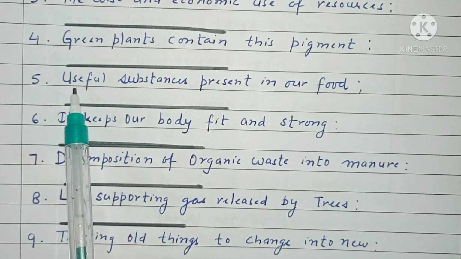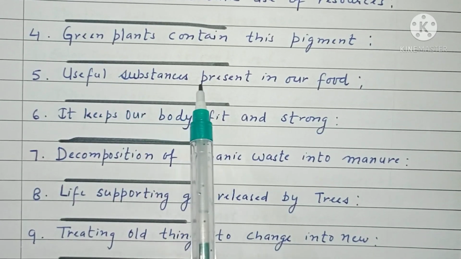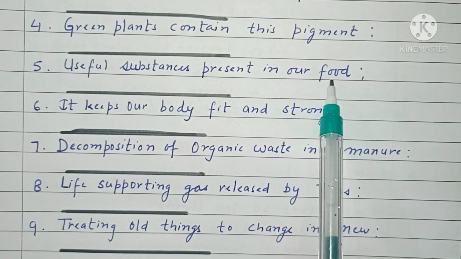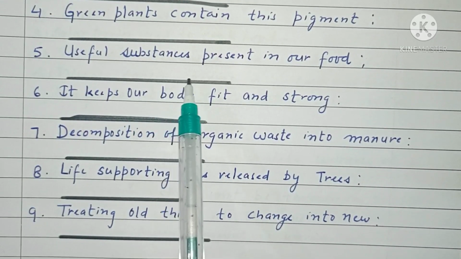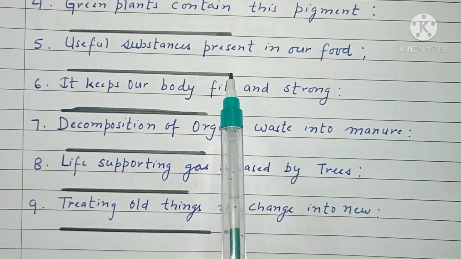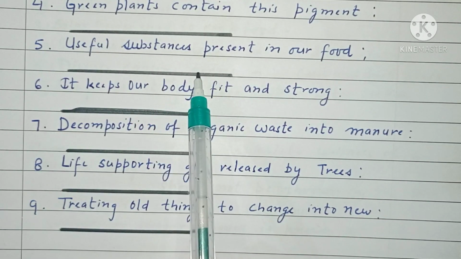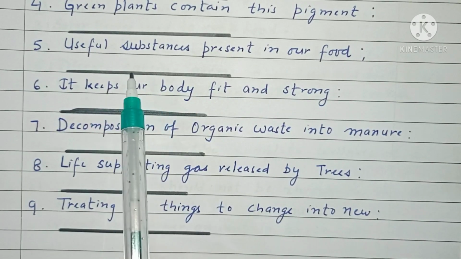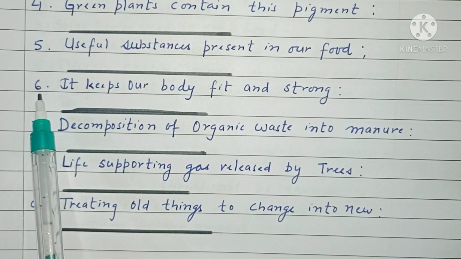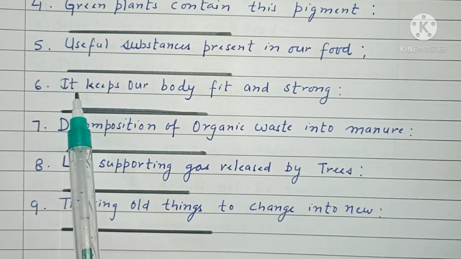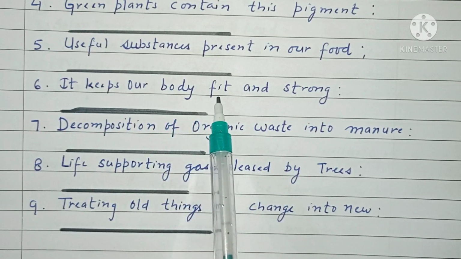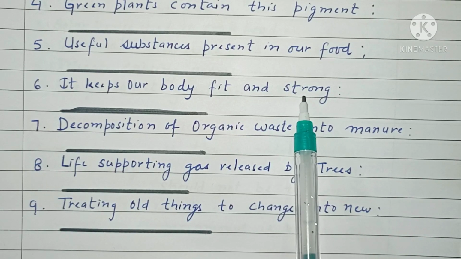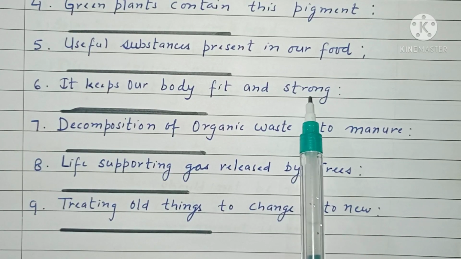Number 5 is useful substances present in our food. Students, we all take a balanced diet. And what is there in a balanced diet? The useful substances present there are known as nutrients. Number 6, it keeps our body fit and strong. What makes our body fit and strong?